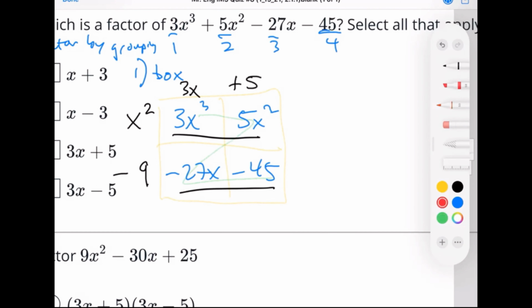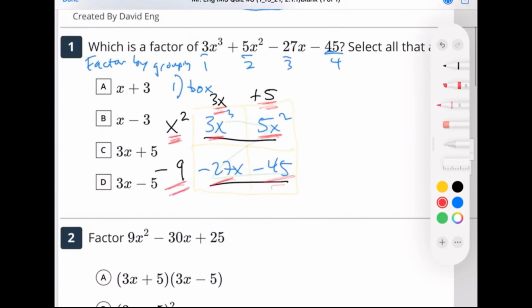I'm going to check my answer by multiplying. 3x times x squared gives me 3x cubed. X squared times 5 gives me 5x squared. 3x times negative 9 gives me negative 27x. And negative 9 times positive 5 gives me negative 45.